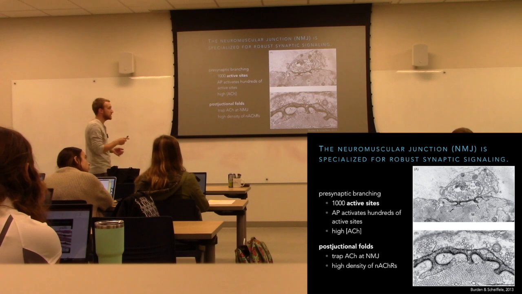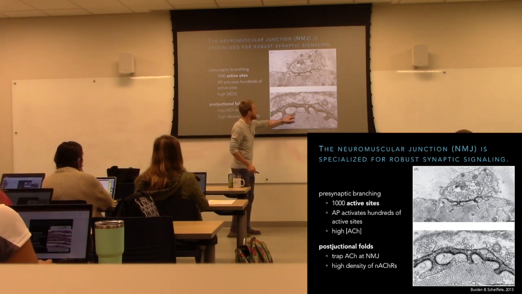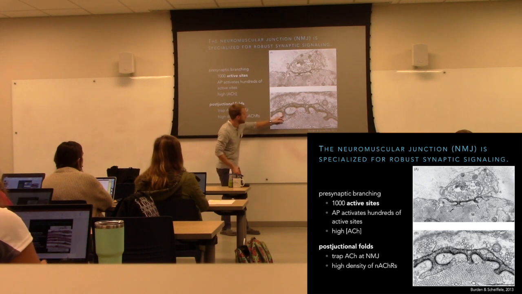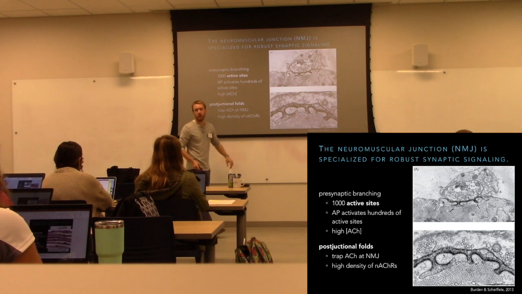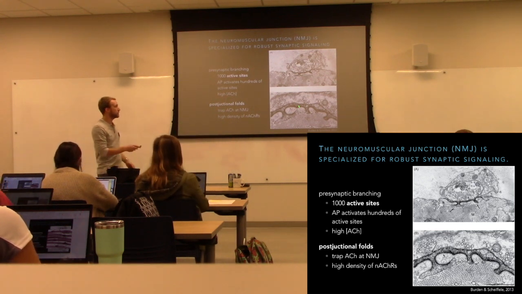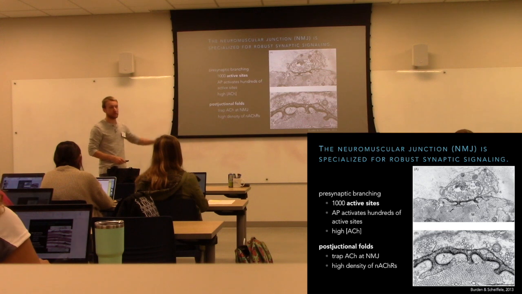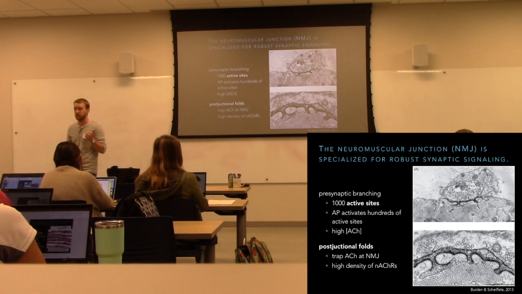At the postsynaptic site, we have these invaginations, postjunctional folds that contain nicotinic acetylcholine receptors all along them. And they're there to trap acetylcholine so it doesn't just diffuse away. So they hold the neurotransmitter in place. There's a bunch of neurotransmitter release because we have a bunch of active sites. We get robust depolarization because of this.